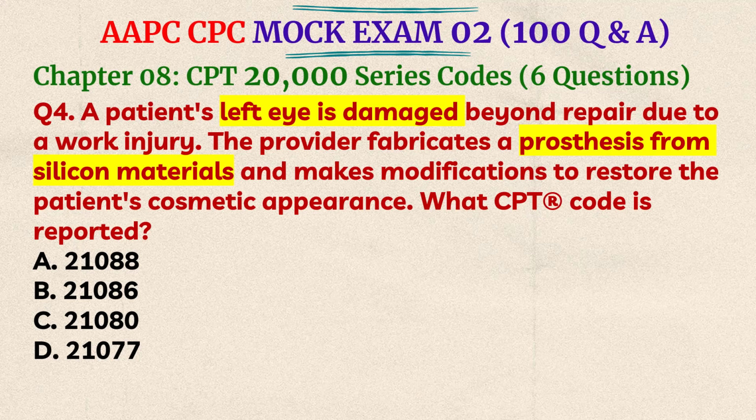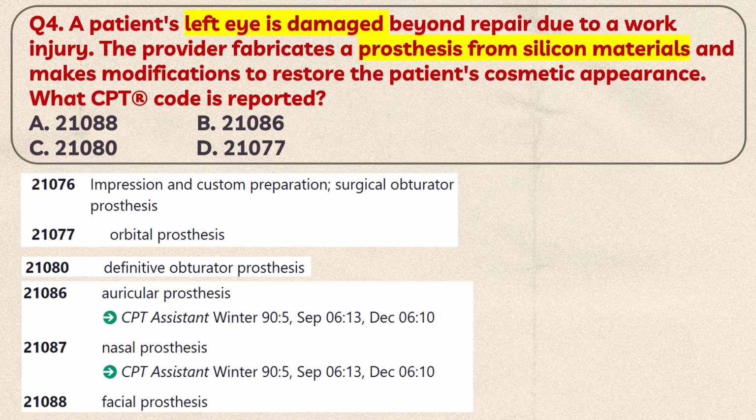When you look at the answers, 21,000 series adjacent codes are used. So you can use the elimination method for the exam purpose. So let's go to the codes. 21,076 is impression and custom preparation, surgical obturator prosthesis, orbital prosthesis. So 21,076 is obturator prosthesis, 21,077 is orbital prosthesis. In our case, the prosthesis is for the left eye. Eye means orbital, so the eye we can call orbital. So orbital prosthesis is the correct one. So 21,077 is the correct answer.